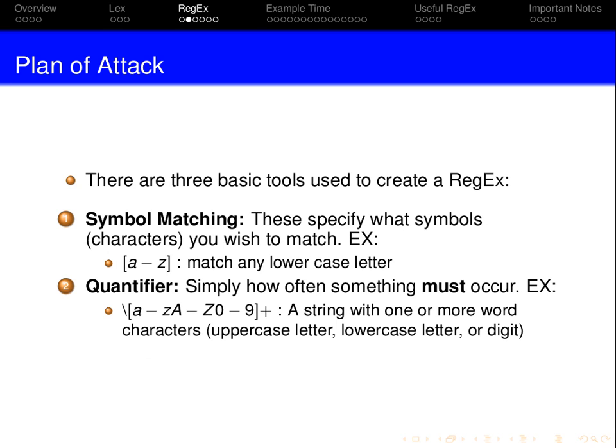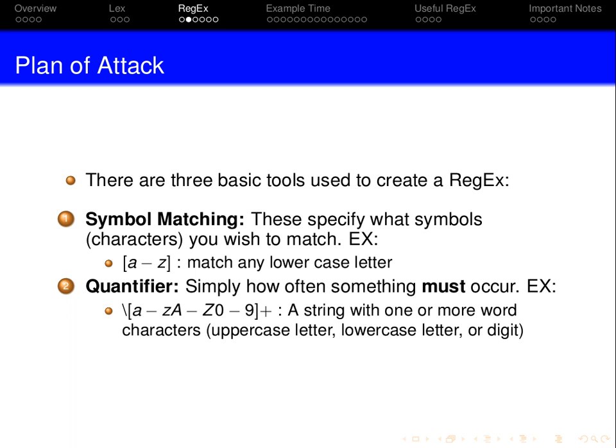Okay, plan of attack. There's three basic tools to create it, and then I only list two. Wow, that's classic. That's hilarious. Yeah, the third one is grouping. Grouping. There, I said it right. Whew, that was close. We'll get to that later on.